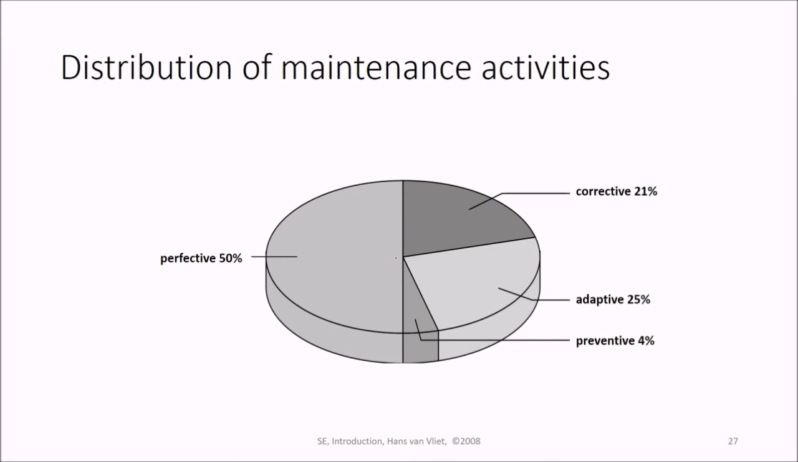So now this is the distribution of maintenance activity. Most of the time goes in perfective, that is user requirement, corrective because of error, adapting, and preventing.